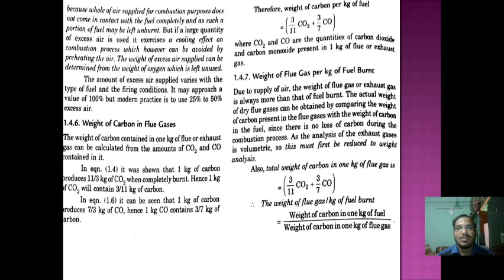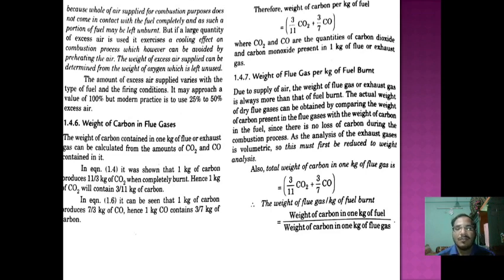So the weight of carbon per kg of fuel gas is given by the simple formula 3/11 CO2 (carbon dioxide) plus 3/7 CO (carbon monoxide). We have to take this formula to find, per kg of fuel gas in that cylinder, how much carbon dioxide and carbon monoxide is present per kg of fuel. Just now we told you.